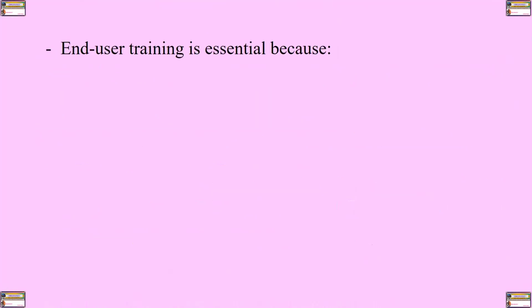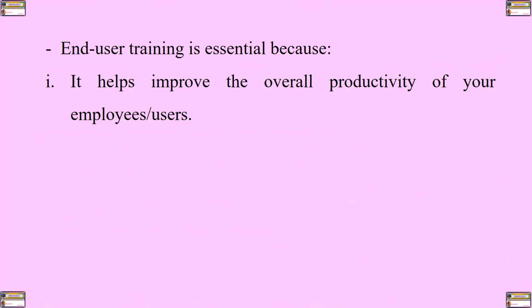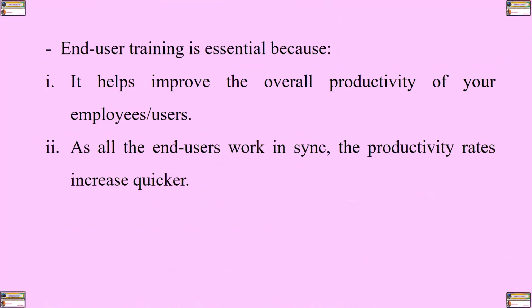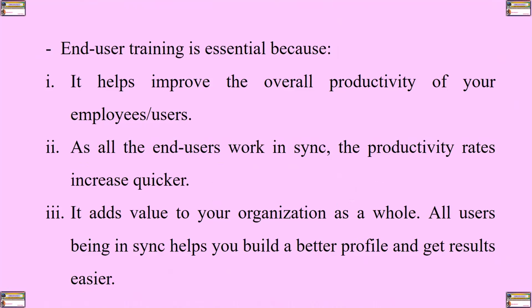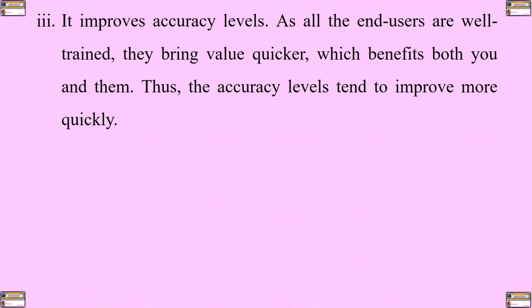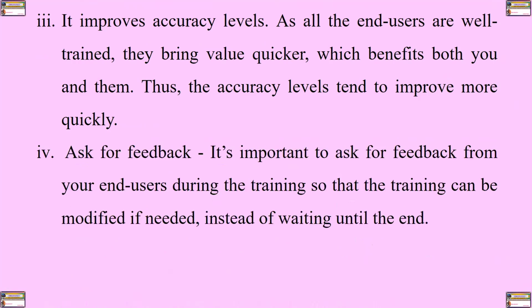End user training is essential because it helps improve the overall productivity of your employees or users. As all the end users work in sync, the productivity rates increase quicker. It adds value to your organization as a whole. All users being on board helps you build a better profile and get results easier. It improves accuracy levels. As all end users are well trained, they bring value quicker, which benefits both you and them. Thus, the accuracy levels tend to improve more quickly.